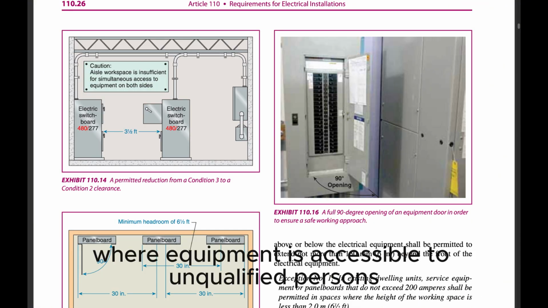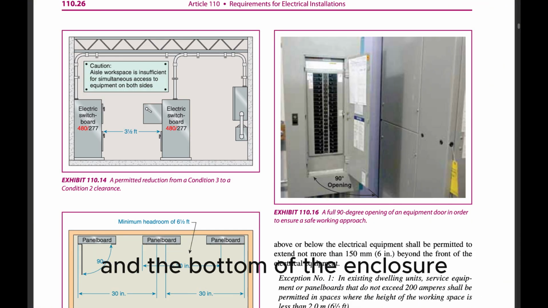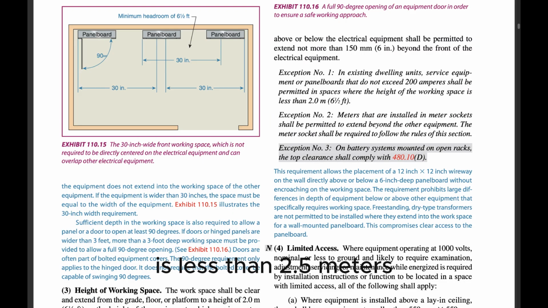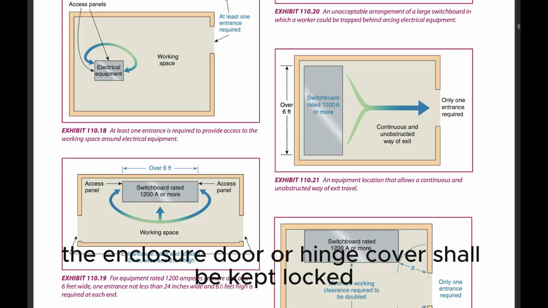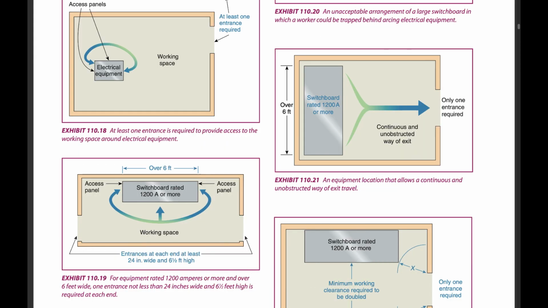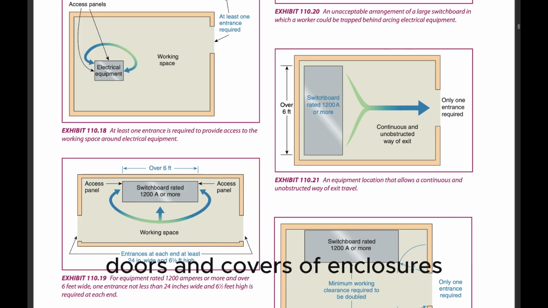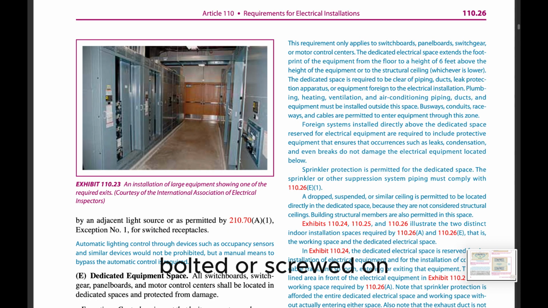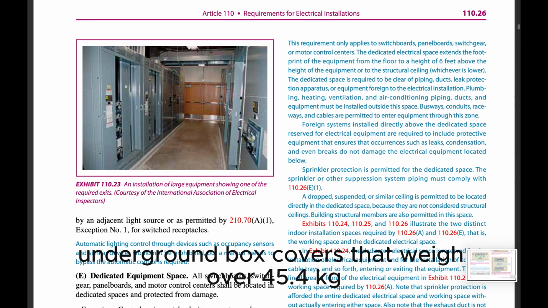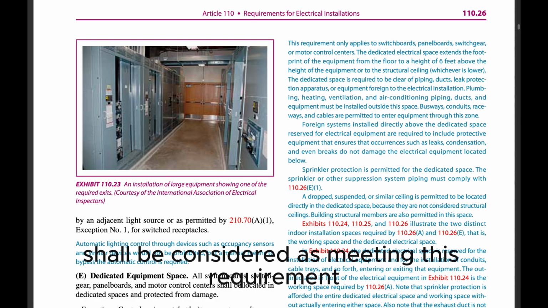Where equipment is accessible to unqualified persons and the bottom of the enclosure is less than 2.5 meters (8 feet) above the floor or grade level, the enclosure door or hinge cover shall be kept locked. Doors and covers of enclosures used solely as pull boxes, splice boxes, or junction boxes shall be locked, bolted, or screwed on. Underground box covers that weigh over 45.4 kilograms (100 pounds) shall be considered as meeting this requirement.